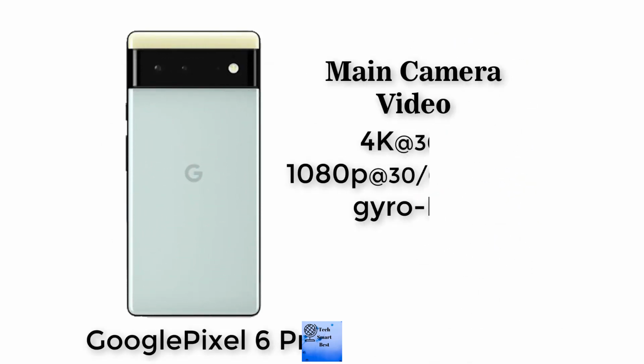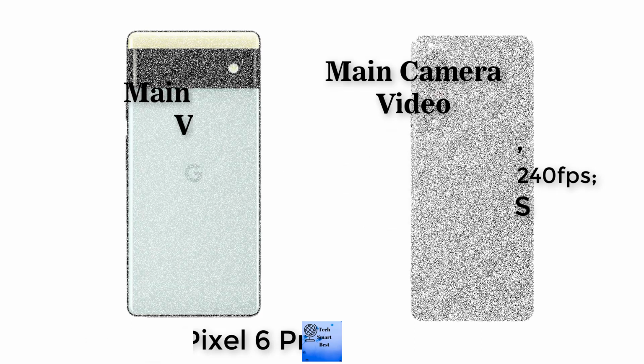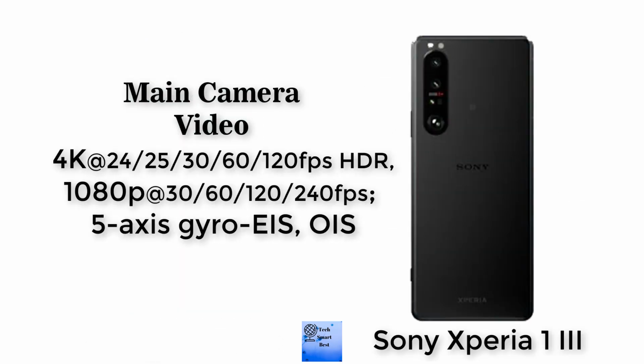The video of the main camera of the Google Pixel 6 Pro is 4K at 30 and 60 fps, 1080p at 30, 60, 120 and 240 fps. The video of the main camera of the Sony Xperia 1 Mark III is 4K at 24, 25, 30, 60 and 120 fps, 1080p at 30, 60, 120, 240 fps.